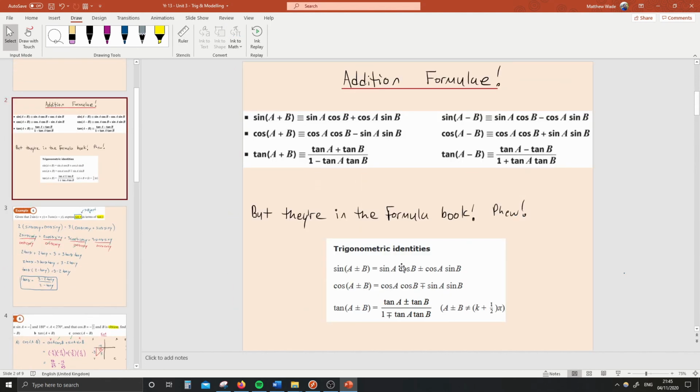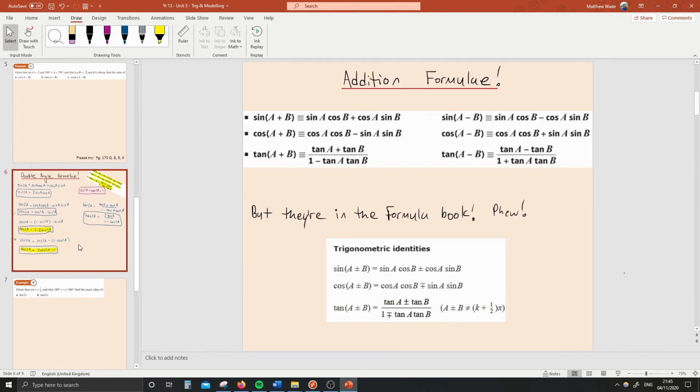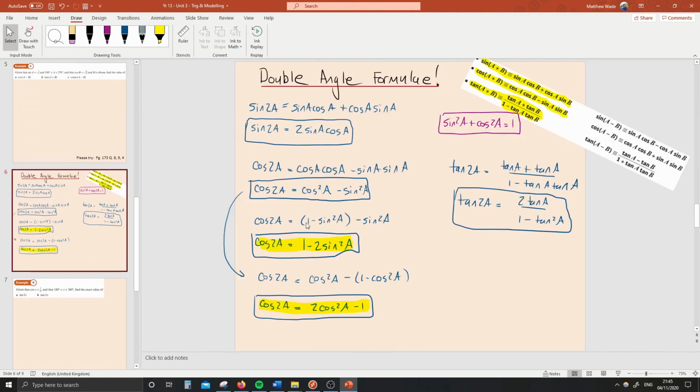So you could absolutely derive these in under 30 seconds in your exam, so it doesn't matter. You don't have to memorize them if you don't want to. If you're a memorizer, because your brain works well that way, go ahead and memorize them, but if not, they're easy to derive.